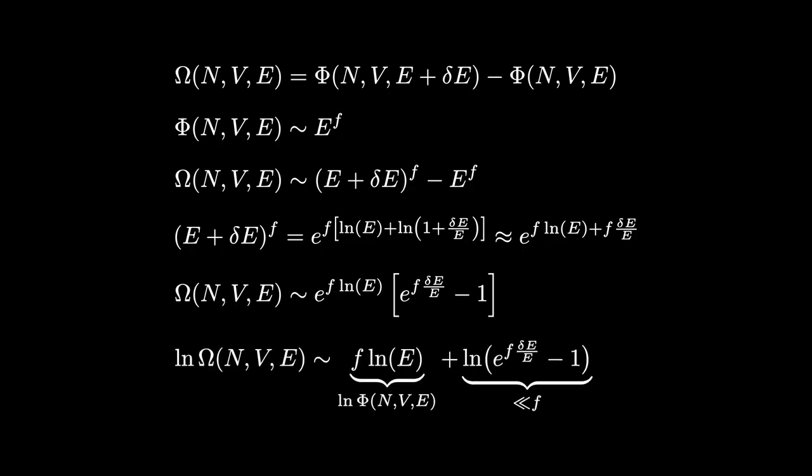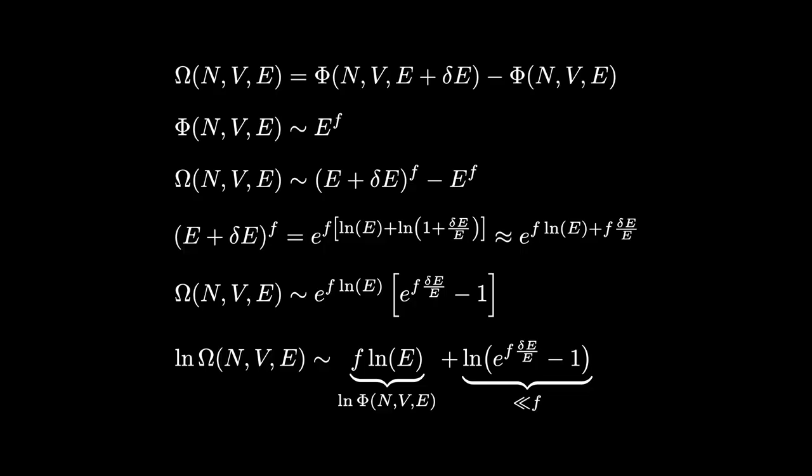If we look at the first term in the second equation, we realize that the first term is just the log of the amount of microstates of energy below E, which scales linearly with f, which is directly proportional to the amount of particles in the system. However, in the second term, we get the exponential of f times delta E over E. In the thermodynamic limit, where the amount of particles goes to infinity, f also goes to infinity. Therefore, the logarithm would simplify to f times delta E over E, which is much smaller than f times ln E. What we can conclude from this is that the log of the microstates in the outer shell is similar to the log of the microstates in the inner volume.